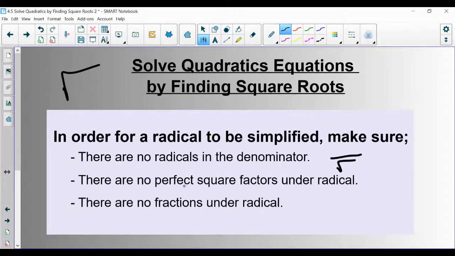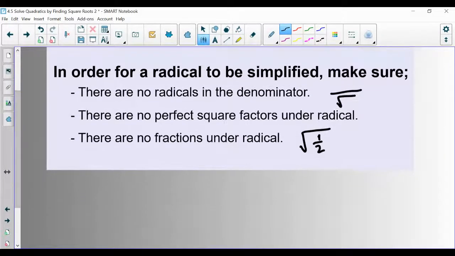We can also have no perfect square factors underneath our radical. So within your radical, you cannot have any perfect square factors. I'm going to really dive into that here in a second. We can also have no fractions underneath our radical. So I can never have a radical sign with a fraction here. This, for example, would be an incorrect answer. We would have to actually go ahead and simplify that.